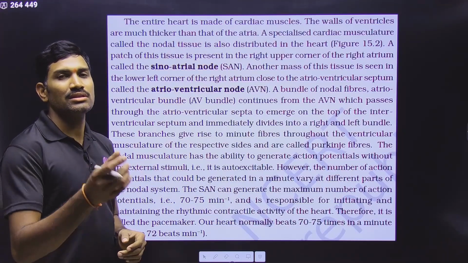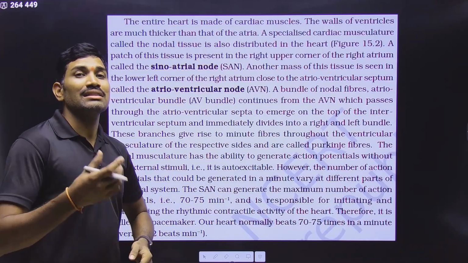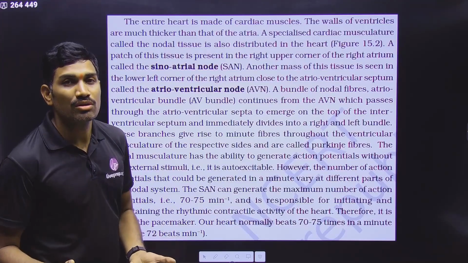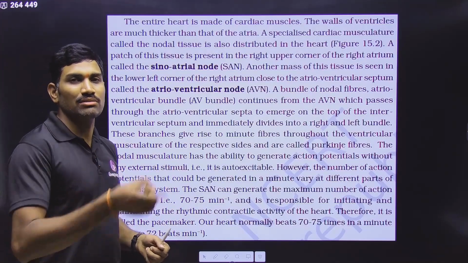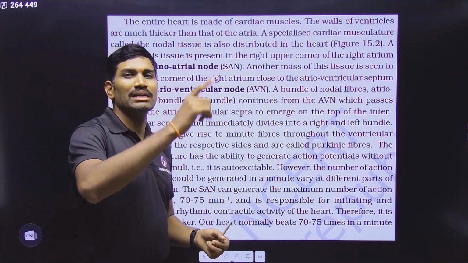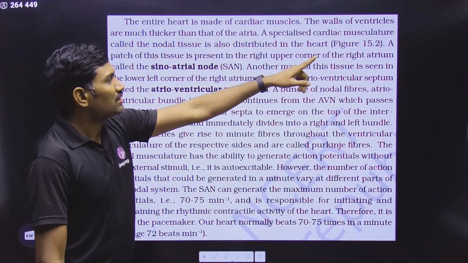Why are the walls of ventricles much thicker? Because the thickness of the myocardium is more, more muscles are present. They have to give more contraction so that more pressure will be developed, so blood can move very quickly. That is the reason.